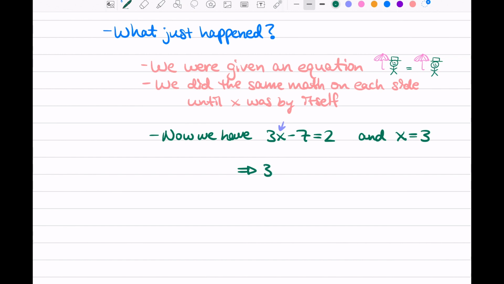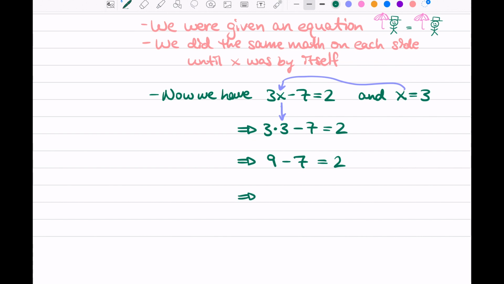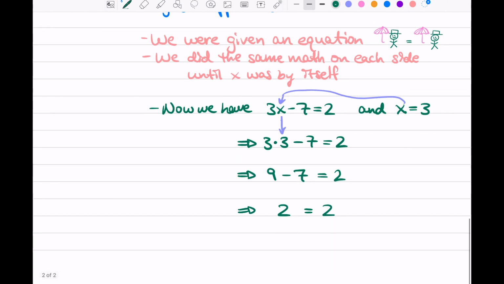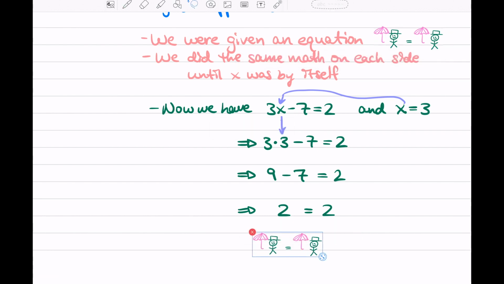So we'll have 3 times 3 minus 7 equals 2. Okay, on the left side, 3 times 3 is 9, minus 7 equals 2. And then we have 9 minus 7 is 2 equals 2. 2 equals 2. We have this situation. We have whatever's on the left equals what's on the right.